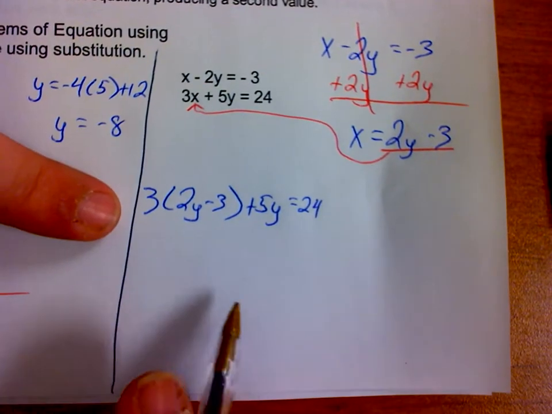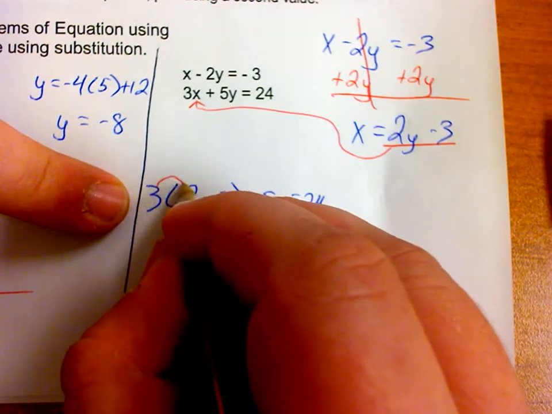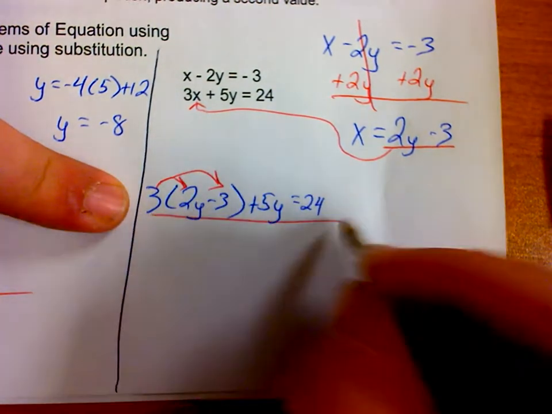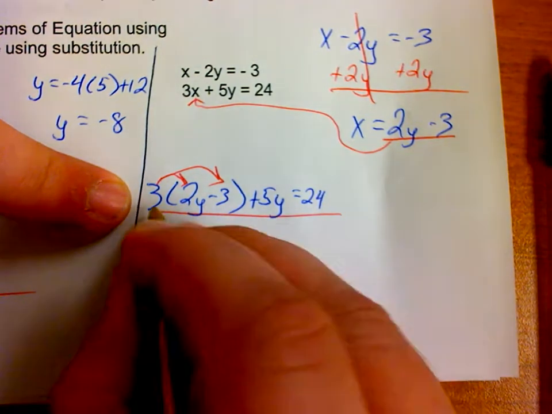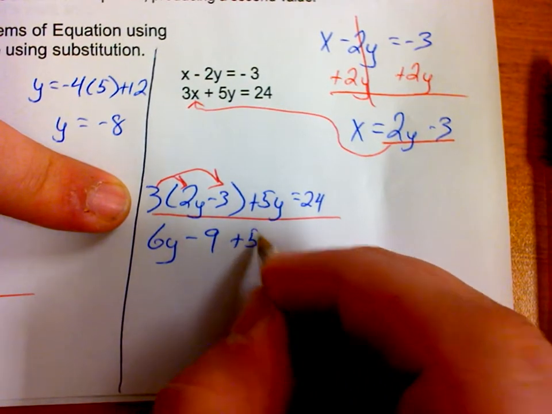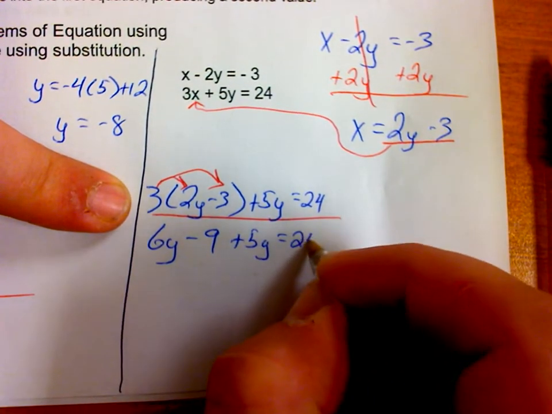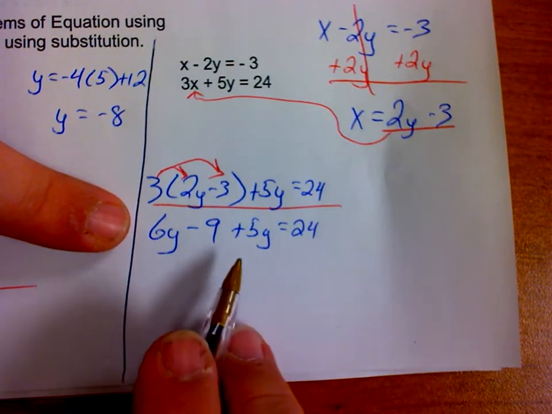Now, once again, we want to get the y's by itself, so let's do the math here. We have a number on the outside of the set of parentheses, so we will go ahead and distribute the 3 throughout the set of parentheses. 3 times 2y is 6y. 3 times negative 3 is negative 9. And then we continue with the rest of our equation: plus 5y is equal to 24. All right, the y's are already on the left side, so let's leave them alone.